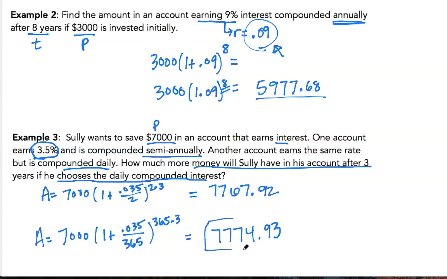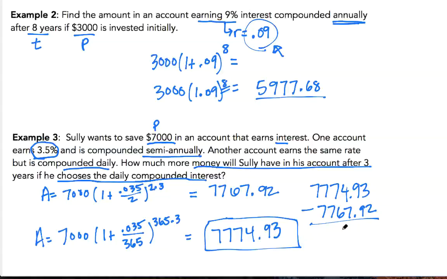So you can see here the difference in these two accounts, how much more is Sully going to make based off of choosing the daily compounded interest. Well, what we need to do is subtract these two, so 7,774.93, and we're going to subtract 7,767.92, and that comes out to a whopping $7.02. So the compounding amounts don't make a huge difference, but they make a little bit.